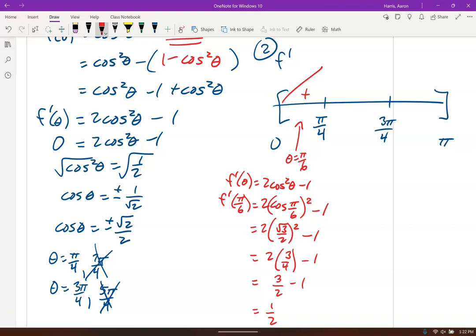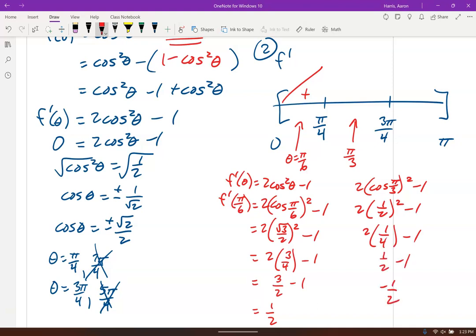Plug in something between pi fourths and 3 pi fourths. I can't plug in pi fourths and 3 pi fourths. How about pi thirds? So you got 2 cosine of pi thirds squared minus 1. Cosine of pi thirds is 1/2. I got 2 times 1/4 minus 1. I got 1/2 minus 1. So it looks like we're negative. So we decrease between those two.